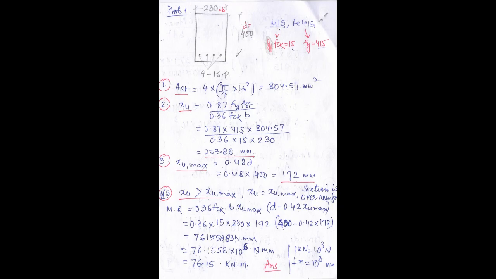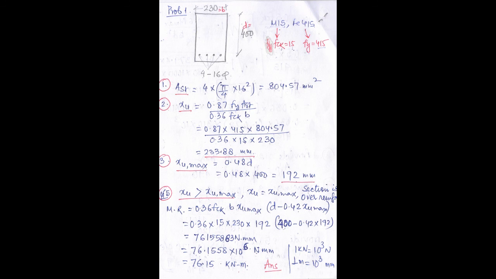Next, Fe 415 steel is used. So what will be Fy? Fy will be 415. That means whatever is the value of Fe given, that will be the value of Fy. Done. Now I have also written that the width of the beam is 230. Width, the notation is small b, and effective depth is small d, that is 400. Let us start the problem.